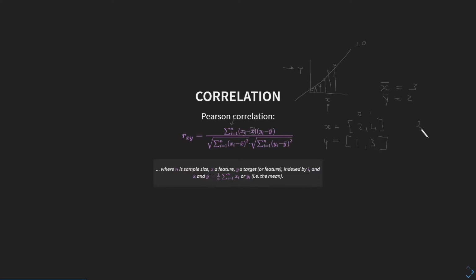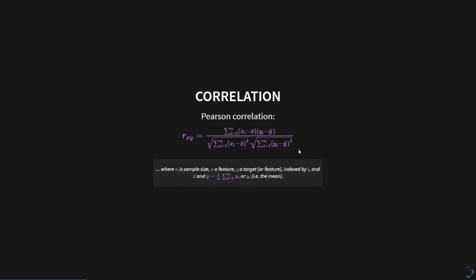So essentially, we do 2 minus 3 times 1 minus 2, and then plus 4 minus 3 times 3 minus 2. So this would be solving the upper part right here. And then you can do the same for the lower part right here. Just calculate this yourself. And if you go through that with the values that I supplied, there should be a 100% correlation.